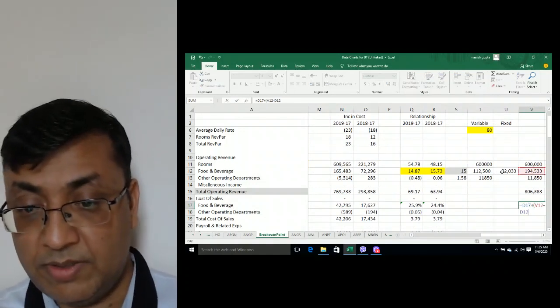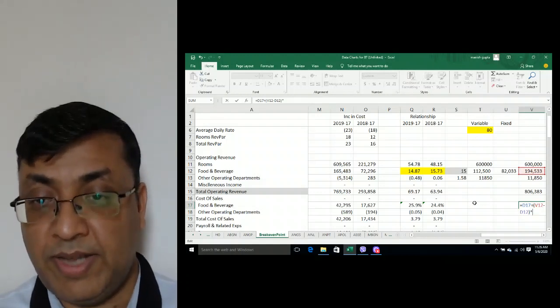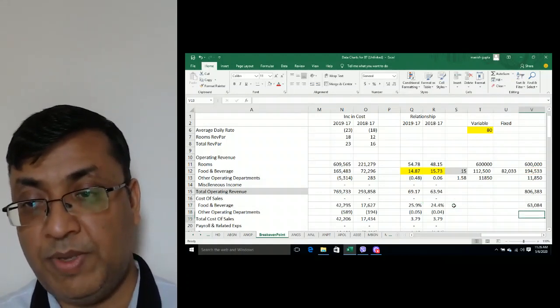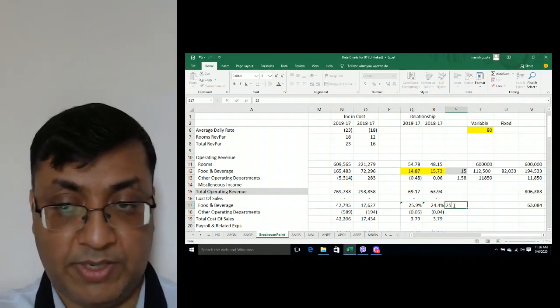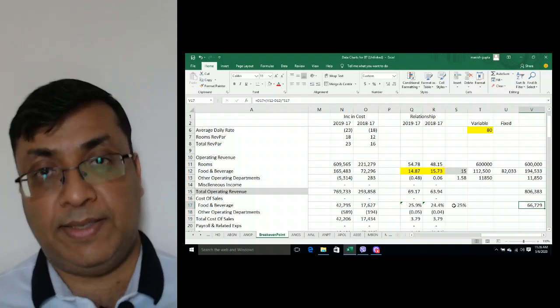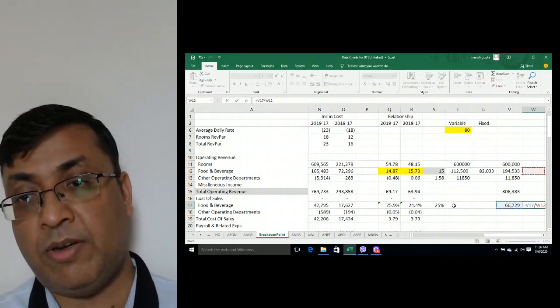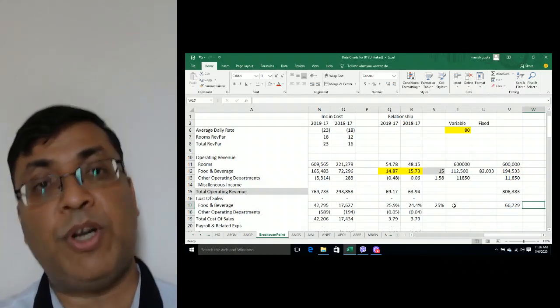bracket, multiply by the extra income, which is going to be here 25%. So it means our food cost will be 66,000. So this is how we can calculate, and now we can look at the average food cost, which will be around 34.3%.